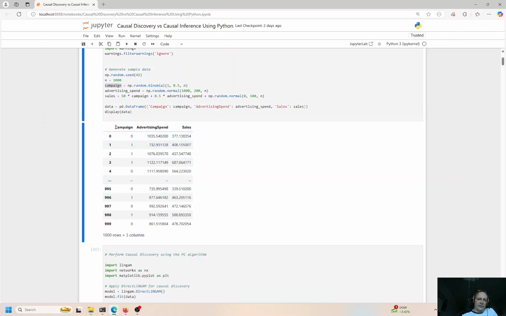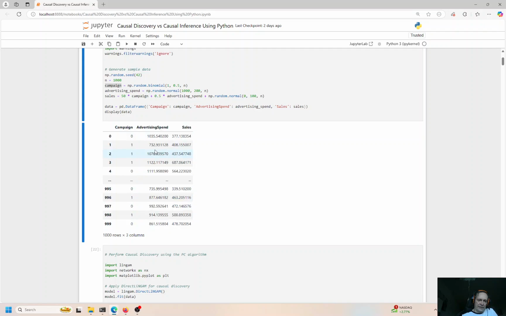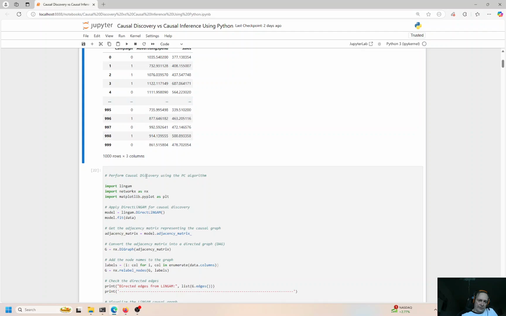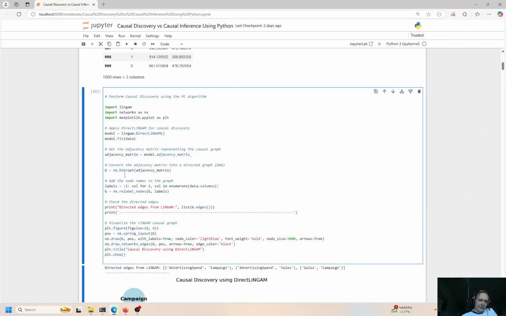So here in displaying the data frame, you can see the outcome. We have the campaign, the spend, and the ultimate sales based on the spend and which campaign we're looking at, either campaign 0 or campaign 1. It's a binary outcome here. So we're going to use causal discovery to see if there's actually a relationship here. We're going to also use network graphs to plot and display the results.